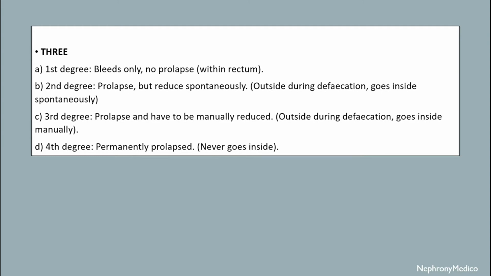For first degree, there is only bleeding with no prolapse. In second degree, there is prolapse, but it reduces spontaneously. And in third degree, there is prolapse, but it should be manually reduced. And in case of the fourth degree, it is permanently prolapsed, which never goes inside.